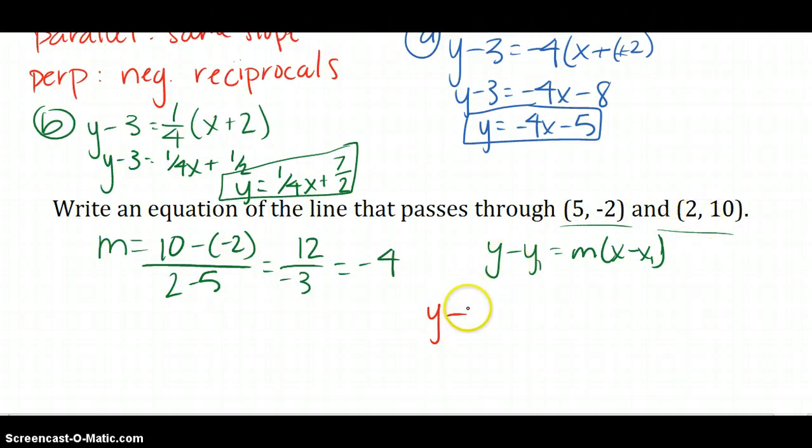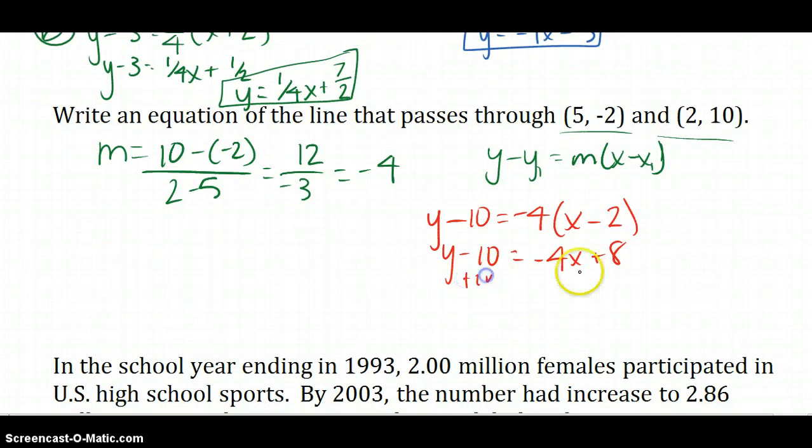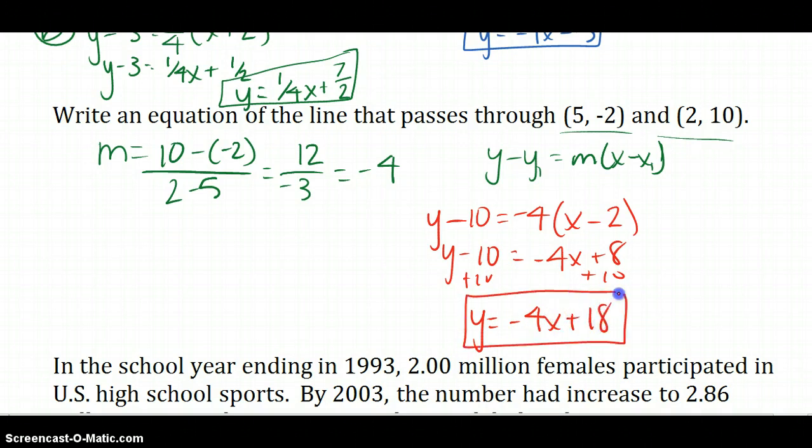So if I do y minus y equals the slope we just found, -4, times x minus our x term, which is 2. And distribute and simplify. And add 10 to both sides. And that's your equation of the line. So if you just get 2 points, find the slope first, and then fill in your equation with either one of these points. It doesn't matter.